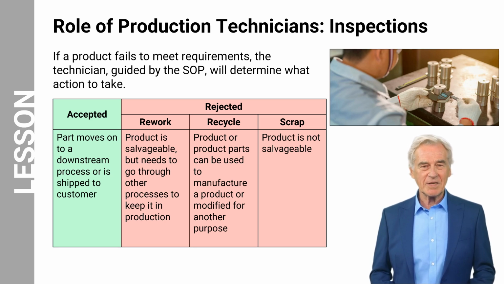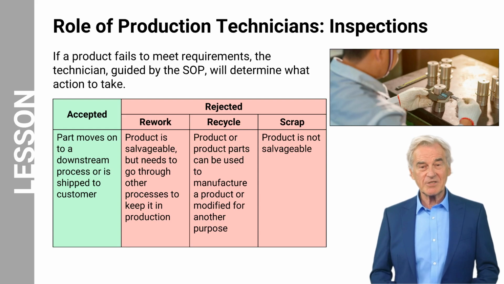A product is reworked when it is salvageable but needs to go through other processes to keep it in production. A product is recycled when parts of it can be used to manufacture the product or can be modified for another purpose. A product is scrapped or discarded when it is not salvageable.